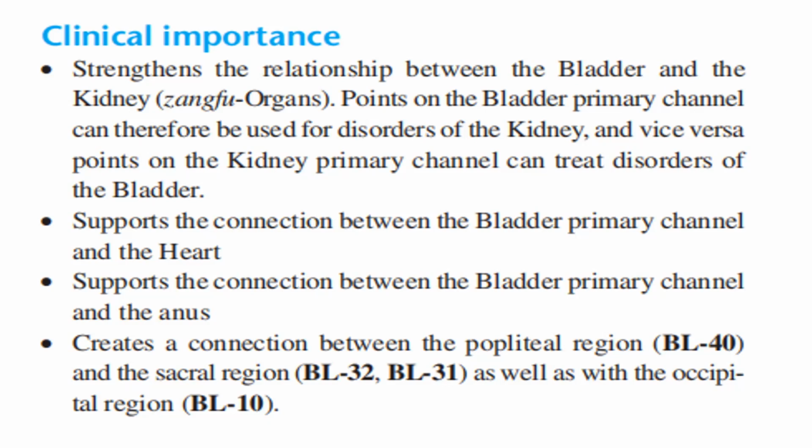It supports the connection between the bladder primary channel and the heart. It supports the connection between the bladder primary channel and the anus. It creates a connection between the popliteal region, Bladder 40, and the sacral region, Bladder 32, Bladder 31, as well as with the occipital region, Bladder 10.